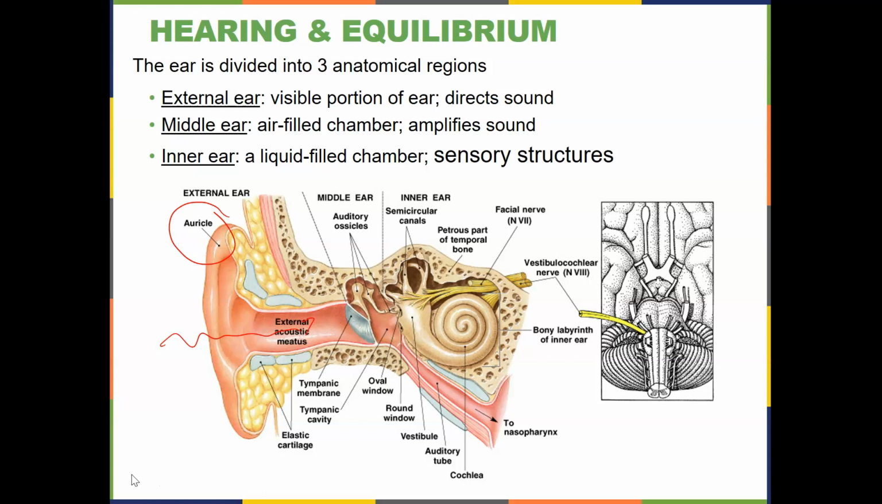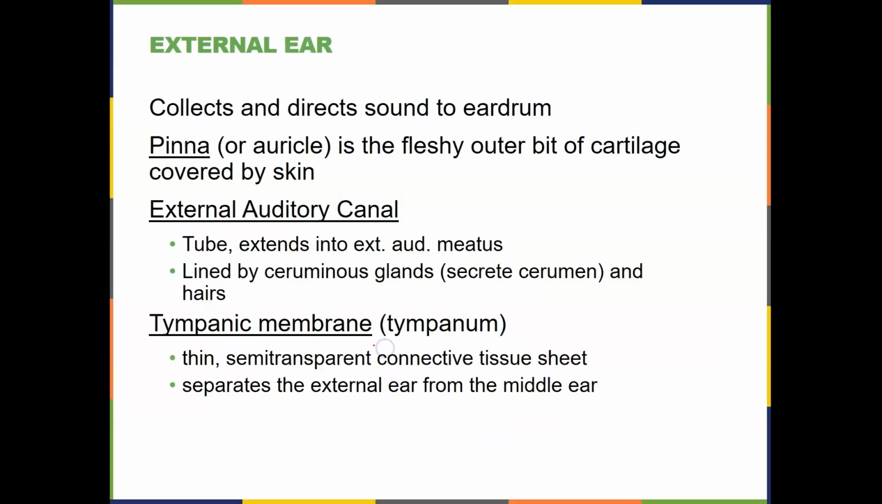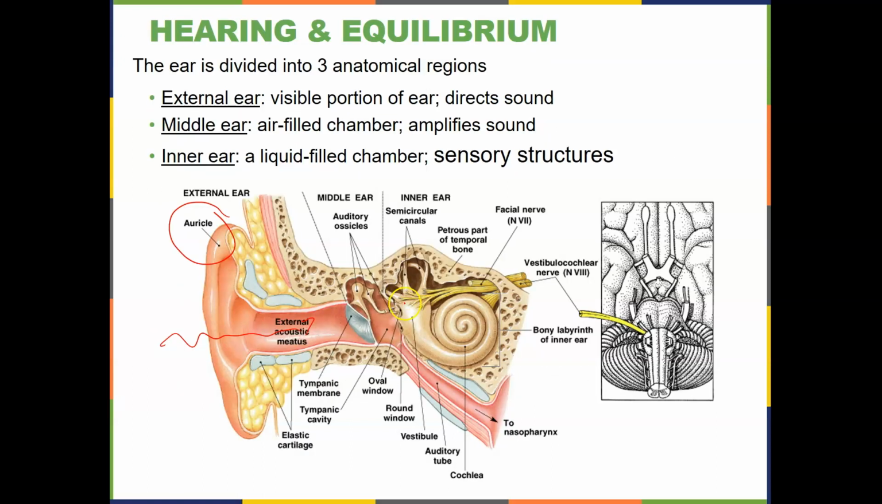Now going into the middle ear, this region right over here, okay? And the middle ear consists of the auditory ossicles, the smallest bones in the body, the incus, the malleus, and the stapes, and it extends to and touches the inner ear. Now, the middle ear is associated with or connected to the auditory tube.